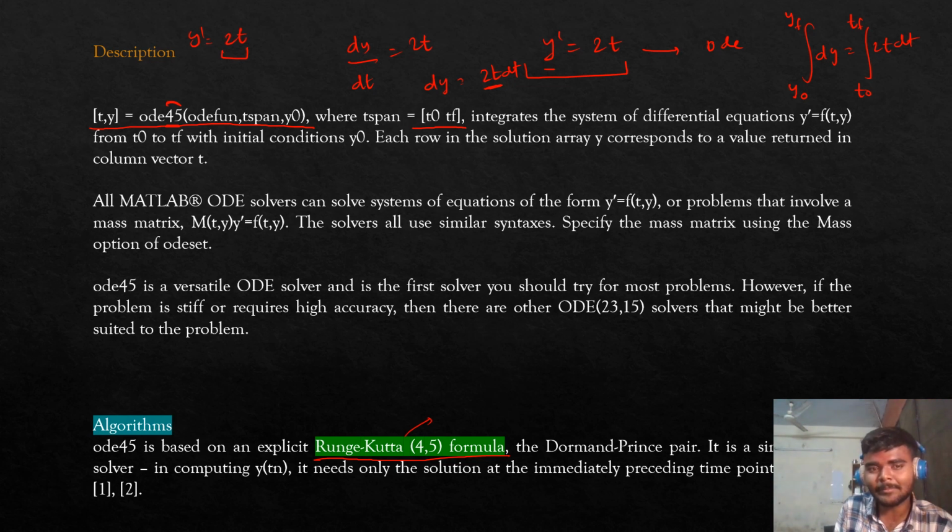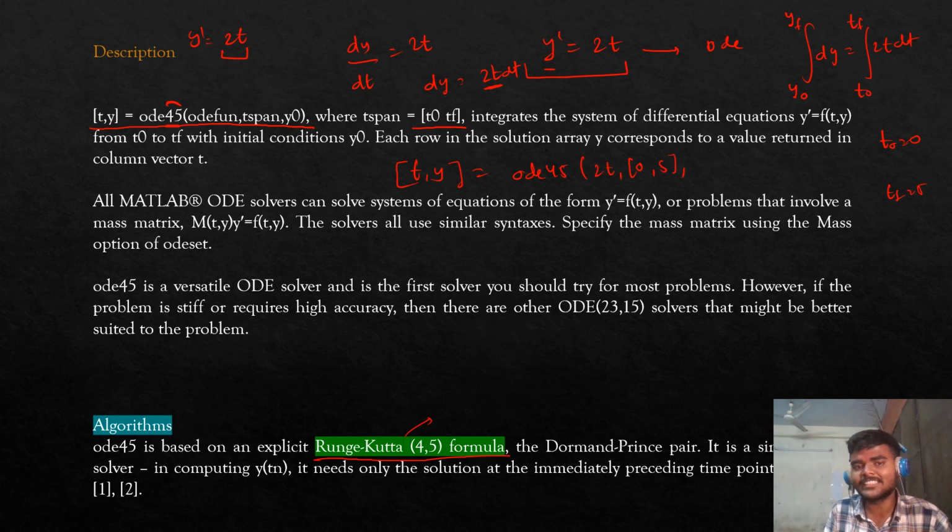So dy by dx will be on this side, and then whatever function there is will be on the other side. We have to write the ODE function like this. Here we'll write t and y, these are all the variables involved. Then we'll write ODE45, and then the ODE function will be 2t, and then t span. Let's suppose our t naught will be 0 and t final will be 5. So we'll be writing 0 to 5, and here we have to write the initial condition. What was the initial condition for y?